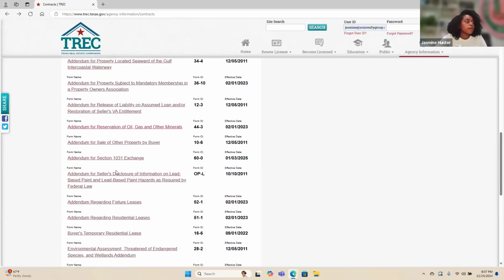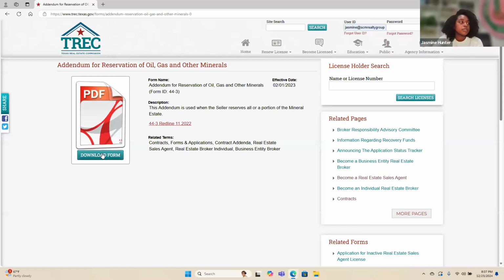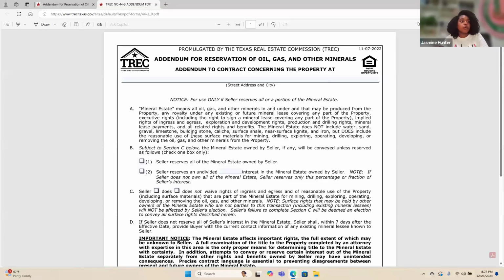Okay. So now we have the addendum for reservation of oil, gas, or other minerals. This is basically just saying that the seller is going to retain their oil, gas, and other mineral rights. The 1-4 contract, as it's written, is written for the buyer to already take over those reservation rights. It's already written that way. It's nothing you have to click. It's nothing you have to look at.